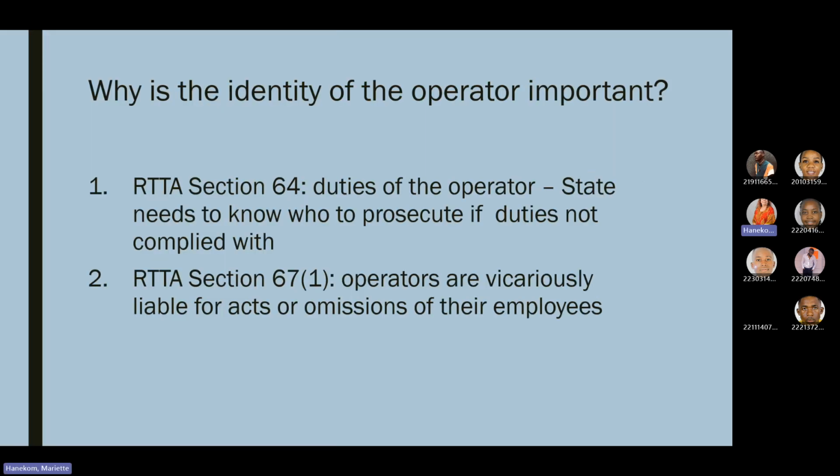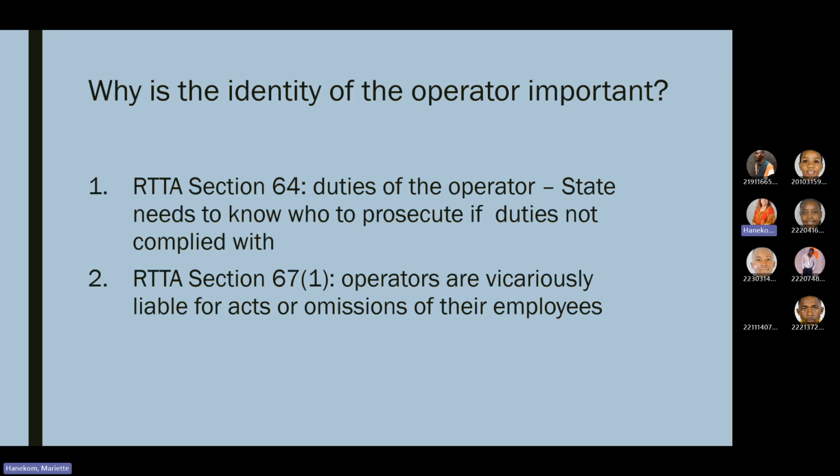Now, why is it important for us to establish the identity of the operator? Why is it important to know who the operator is? Two reasons. Firstly, Section 64 details the duties of the operator. Section 64 of the Act imposes certain duties on the operator of a vehicle. Obviously, if you have a duty and you don't comply with that duty, you can get into trouble. So operators have these duties. If these duties are not complied with, the state needs to know who to prosecute, who to charge with not obeying the law.